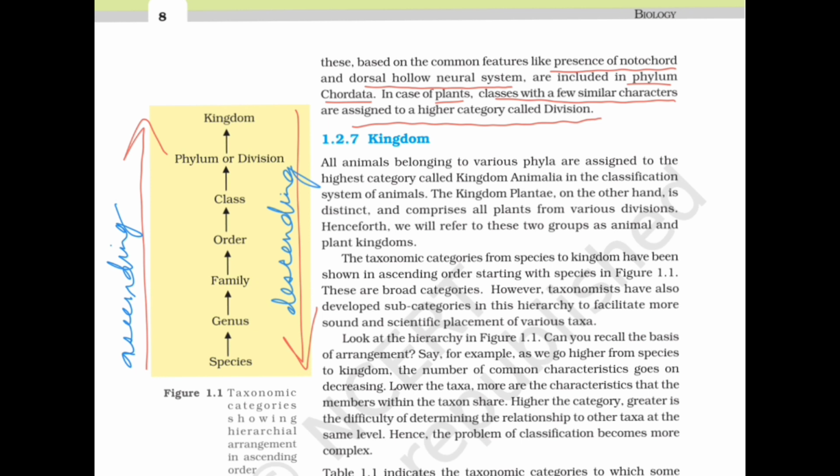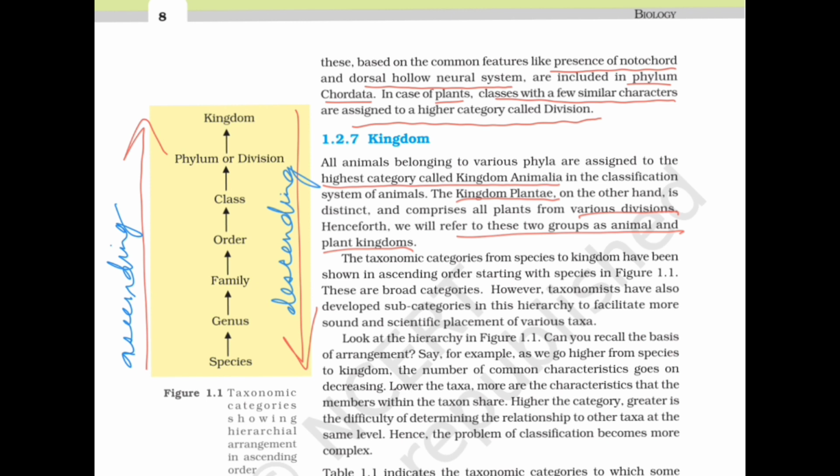Okay, that's it. Now, kingdom, the last, the topmost, the king of the chain. All animals belonging to various phyla are assigned to the highest category called kingdom. Related phylum goes to kingdom, related division, kingdom. So all animals belong to kingdom Animalia, and kingdom Plantae, on the other hand, is the highest category of all the divisions. Various phyla means various phylum. Various division means various in the plant category. So they go to kingdom Plantae. Henceforth, we'll refer to these groups as animal and plant kingdom. Beware, there are separate chapters for plant and animal kingdom. It's a very interesting chapter. I like those chapters a lot.